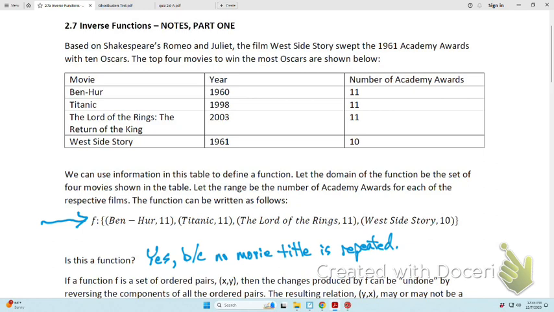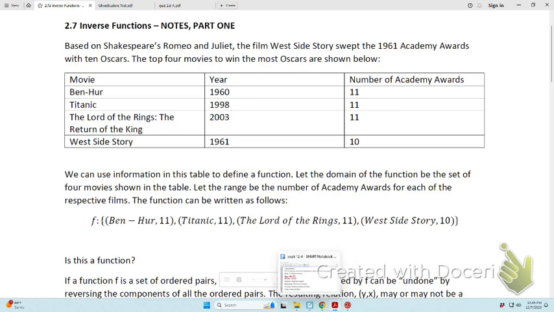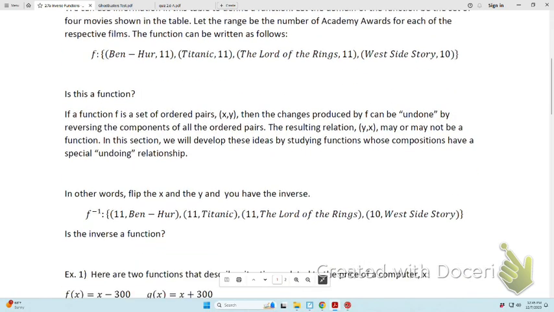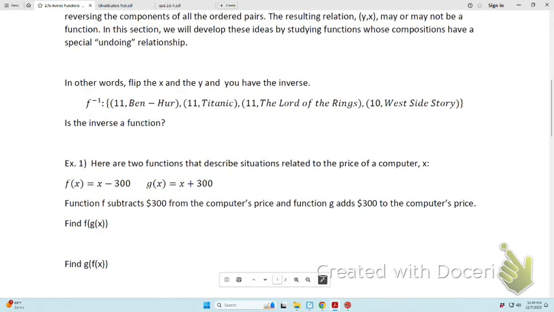There's this other thing called the inverse. That's the title of today's lesson. What it does is it flips the X and the Y. So if we take the inverse of those movie coordinates, we now have this inverse down here. Same question, is it a function? This time we're going to say no. 11 is repeated 3 times.